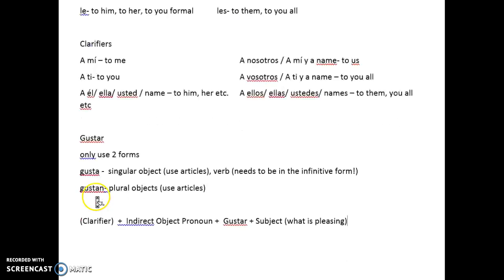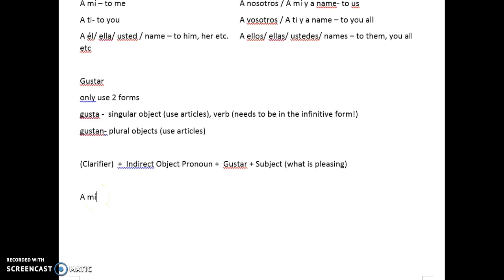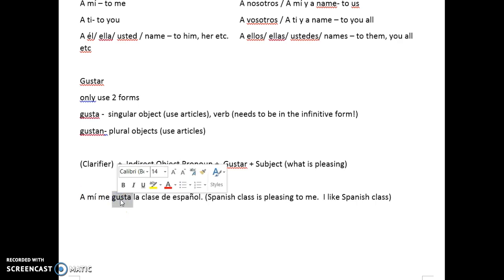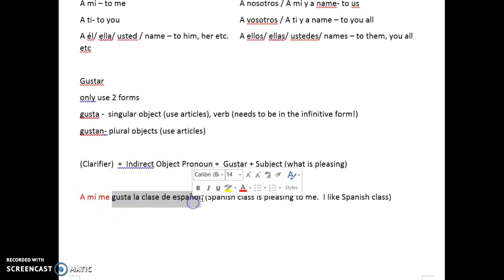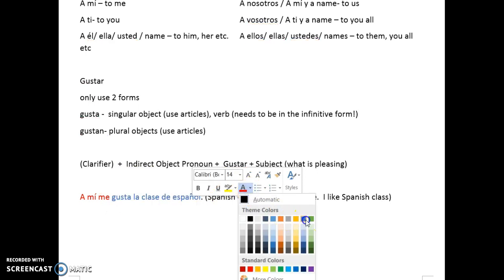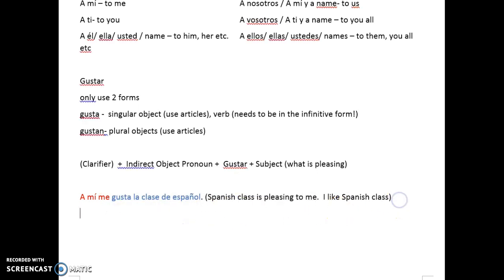And remember, the subject is what is pleasing. All right? So some examples of sentences would be, a mí me gusta la clase de español. So that was our example from the top. Spanish class is pleasing to me, or I like Spanish class. Remember that gusta is going to agree with what comes after. The me is going to agree with what comes before. Okay? So a mí me is telling us to whom Spanish class is pleasing. And then here, la clase de español is telling us what is pleasing.